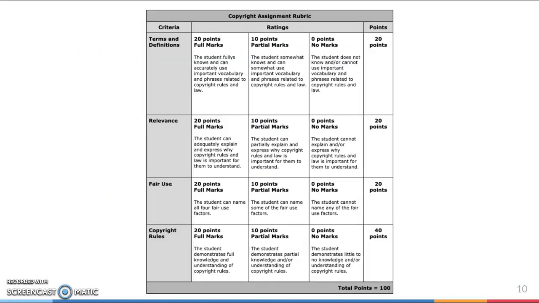Here's the rubric that I created. I thought about what was most important from the copyright presentation, and I thought terms and definitions would be important for them to understand. Relevance: especially for the audience I chose, 5th grade students, I think it would be really important for them to understand, why do I need to know this information? So that's why that's included on the rubric. I think it's important for them to understand the 4 factors of fair use. And then the bulk of the rubric is about the copyright rules themselves and students' level of knowledge and understanding of those.